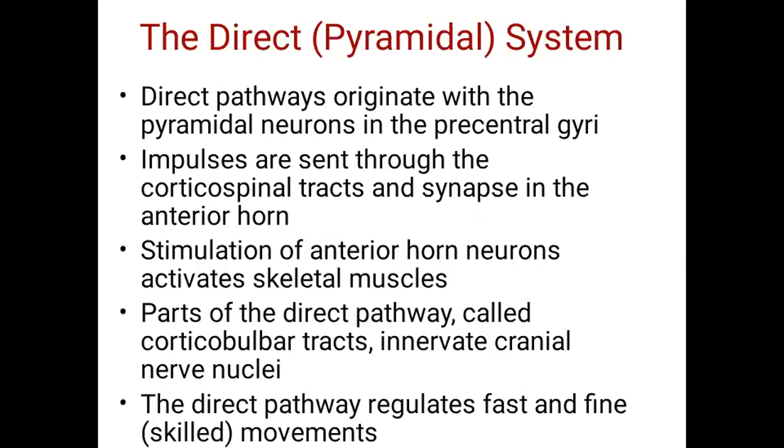So these pyramidal tracts end in the various cranial nerve nuclei. Basically, pyramidal tracts are two tracts. The main one is the corticospinal tract. The second, a few fibers, forms the corticobulbar tracts, which supply the cranial nerve nuclei. What is the function of these direct fibers or pathway? It is for fine skilled movements.